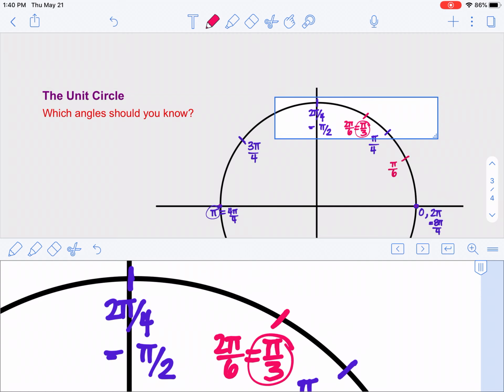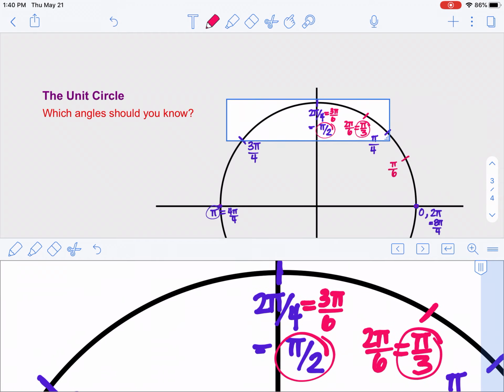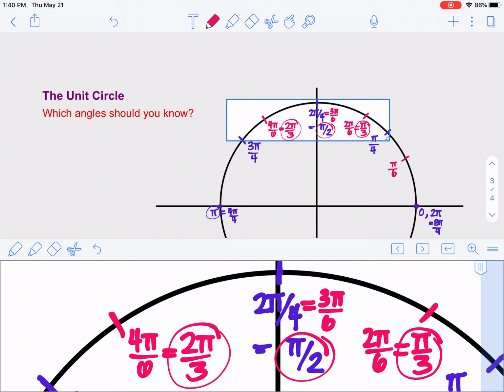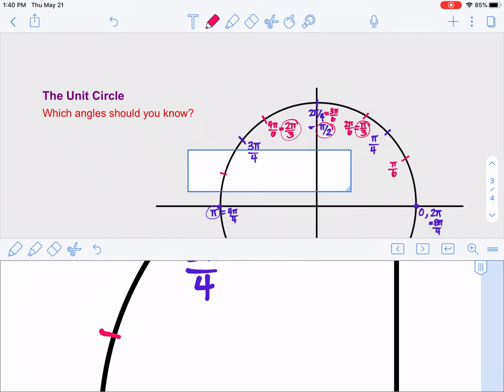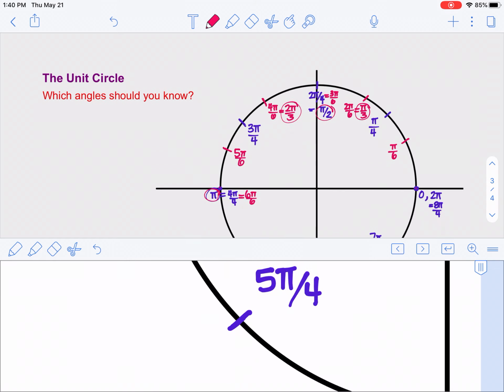Here we talked about how this is 2 pi over 4, which is pi over 2. It is also 3 pi over 6, which is pi over 2. Then 4 pi over 6, which is 2 pi over 3. And then this would be 5 pi over 6. And then you get down here, which would be 6 pi over 6. Again, we're going to call that pi.